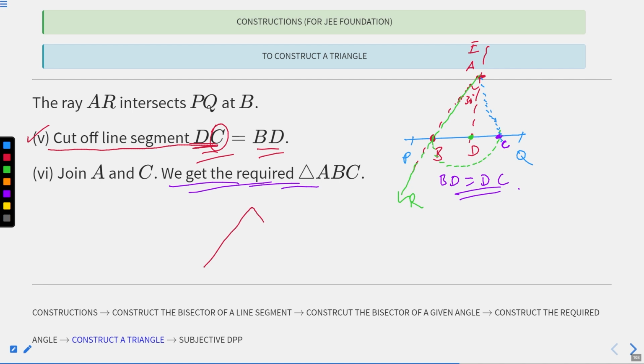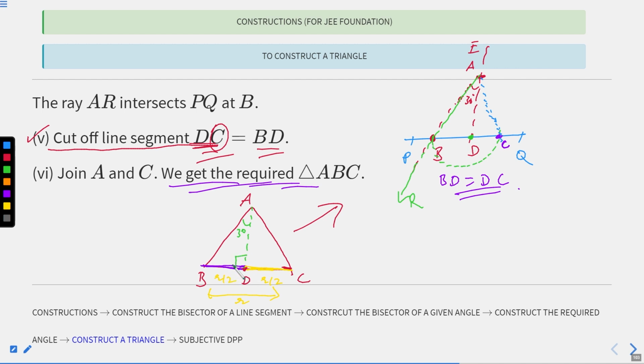So this triangle ABC: A is here, B is here, C is here, and D is here at the midpoint of BC, because this length BD is equal to DC by construction. So this total length is, say, r, and this is r by 2, and this is also r by 2. And we know that if you join them, this angle is 30 degrees.